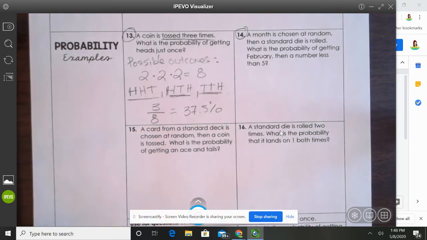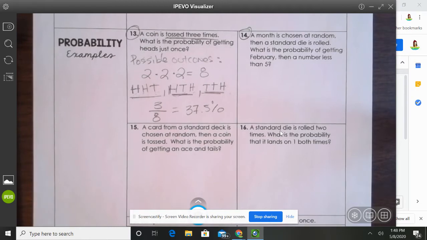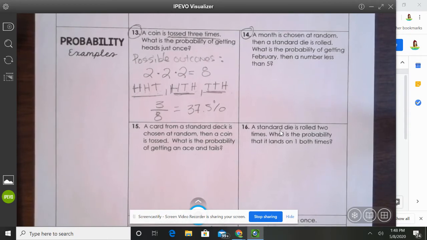Okay, then the next one. It says a month is chosen at random. Think about how many months there are in the calendar: there are 12. Then a standard die is rolled, and the numbers on a die are 1 through 6. So at the same time that you're choosing a month randomly, what is the probability of getting February and then a number less than 5?